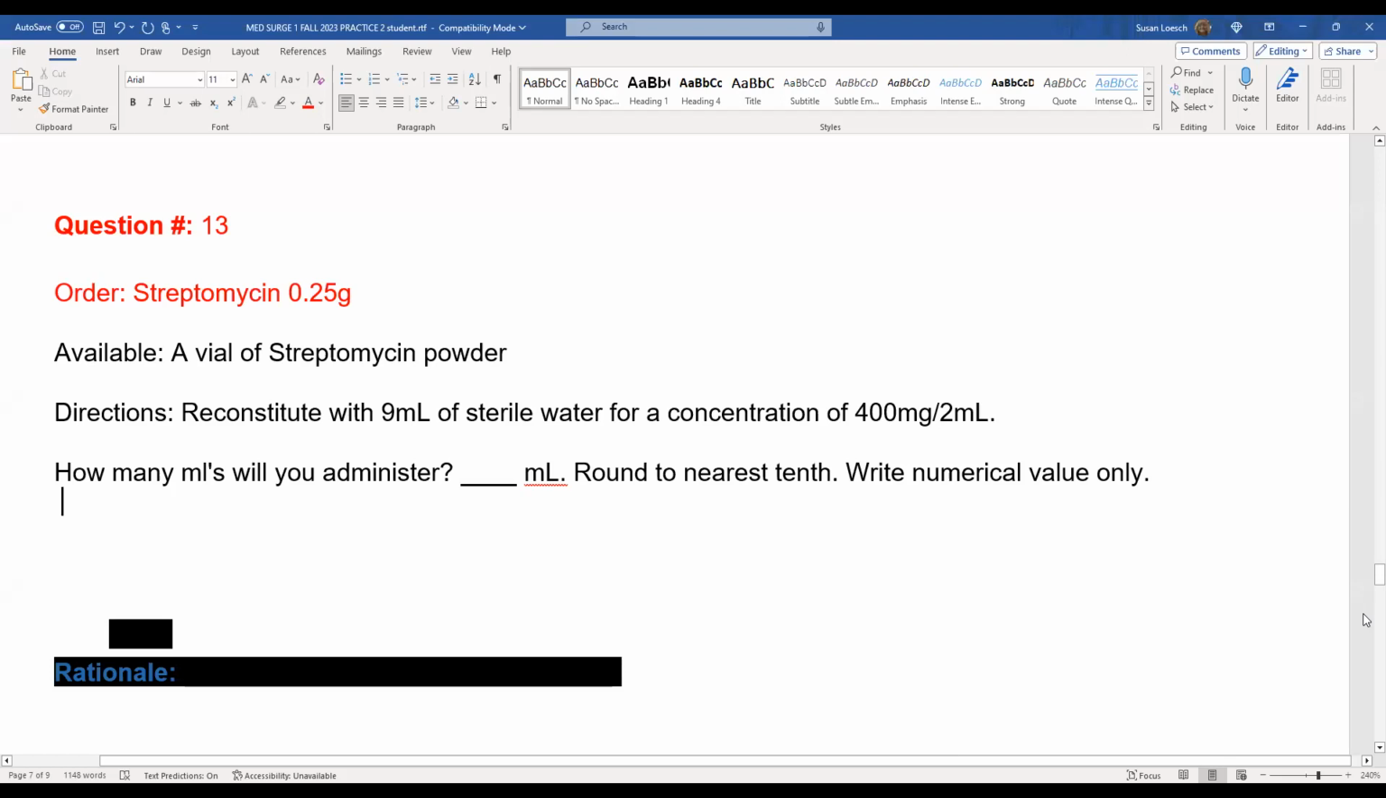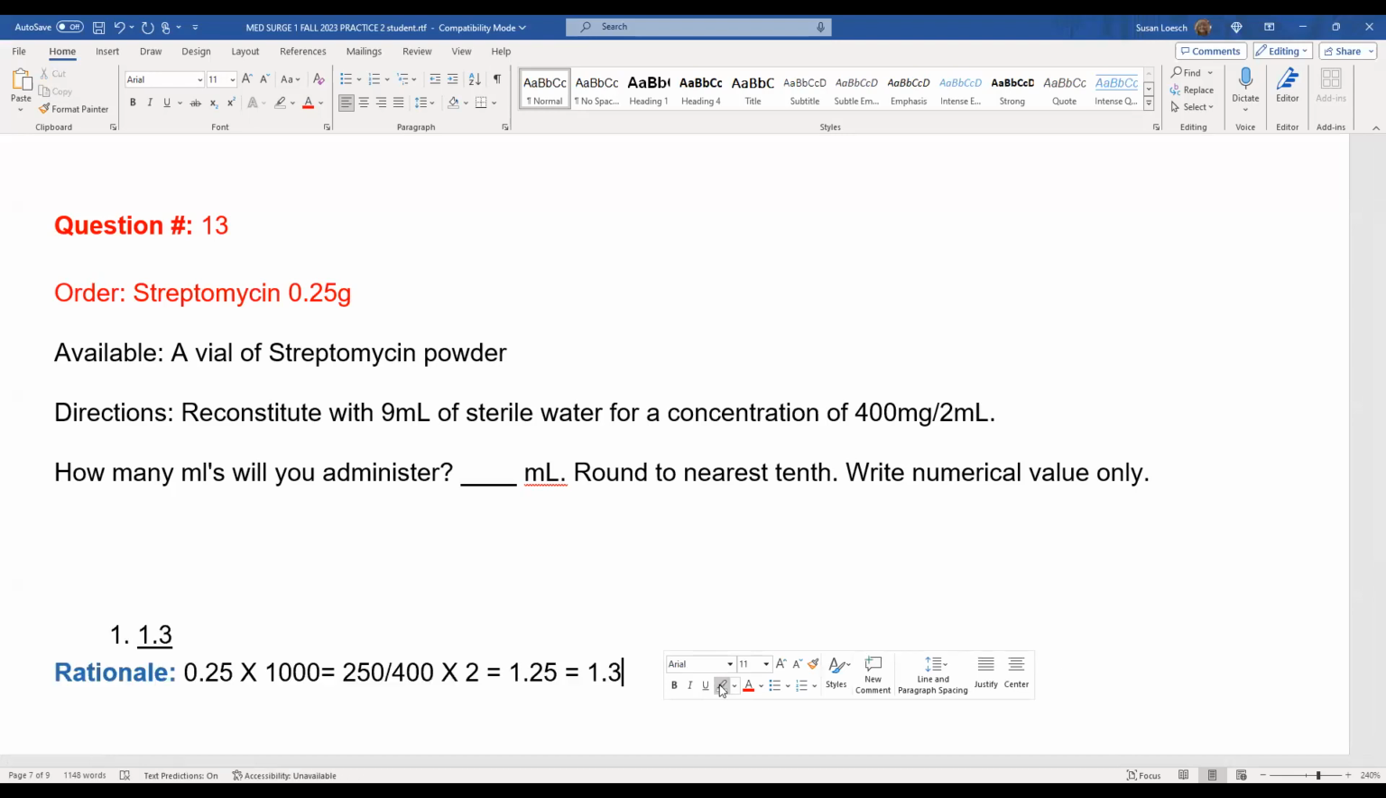One point three. Okay, good. Everybody able to get there? Yes.